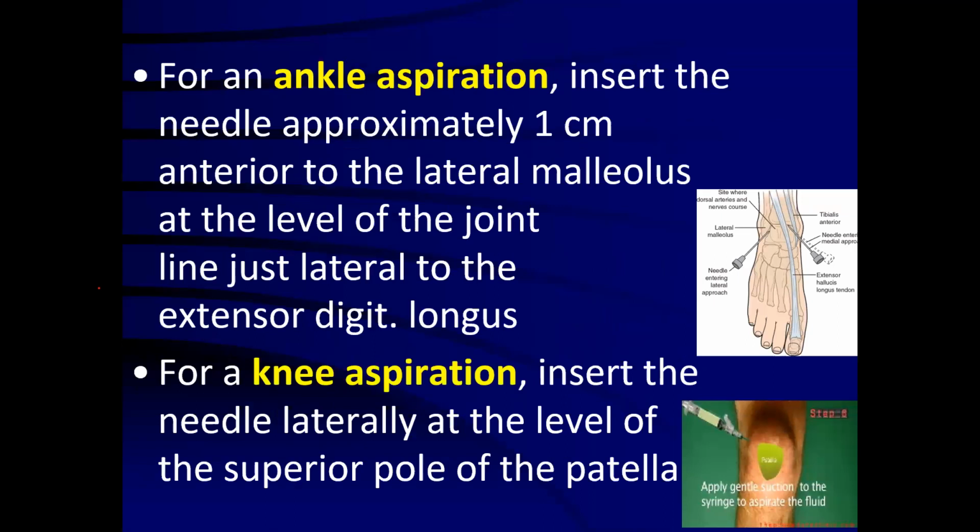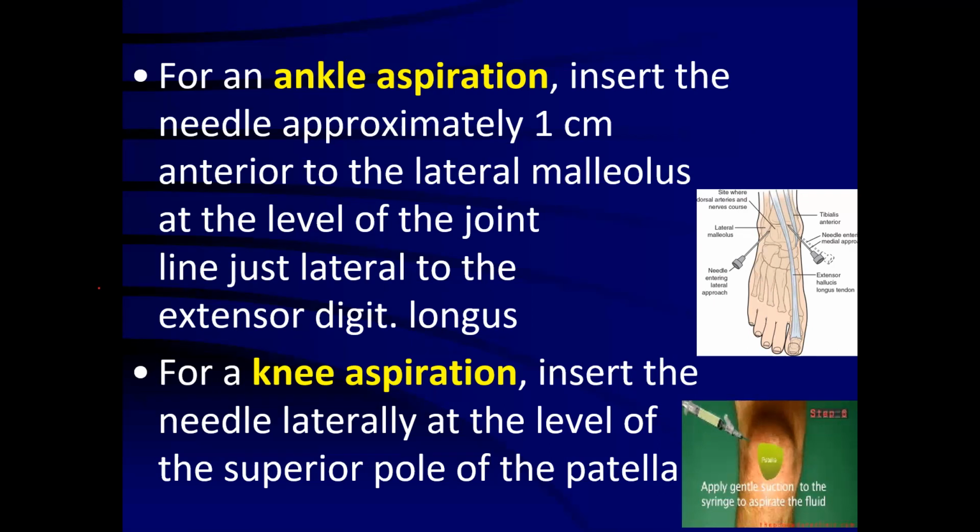You have to know what the routes used for joint aspiration are. For an ankle aspiration, insert the needle approximately 1 centimeter anterior to the lateral malleolus at the level of the joint line, just lateral to the extensor digitorum longus. Or you can do it medially in relation to the medial malleolus.